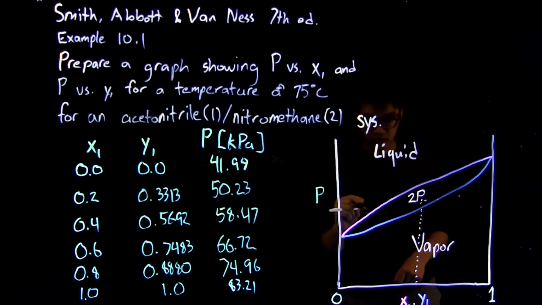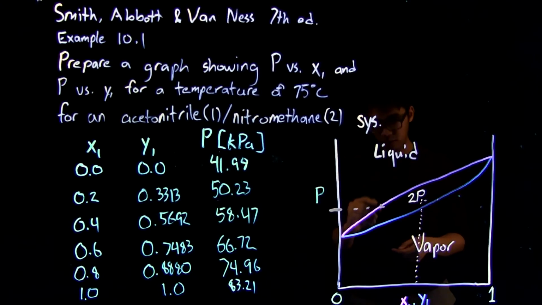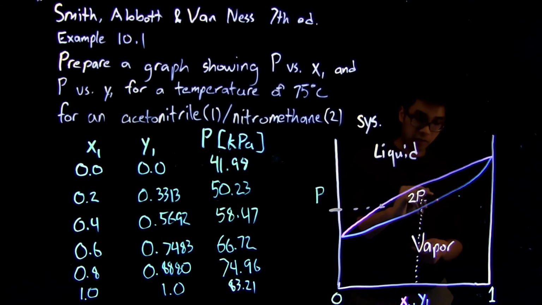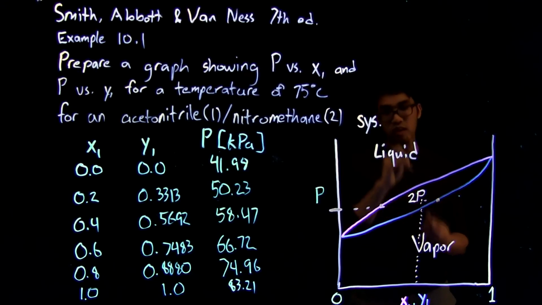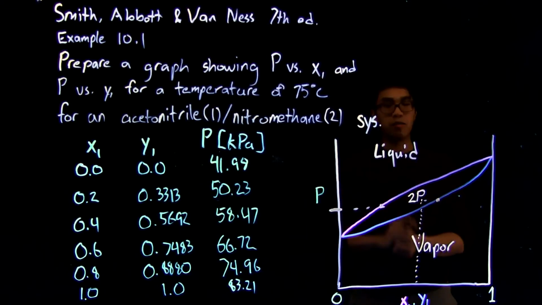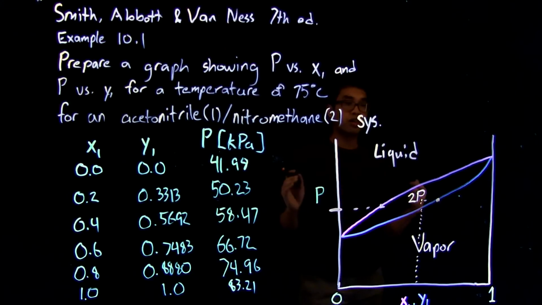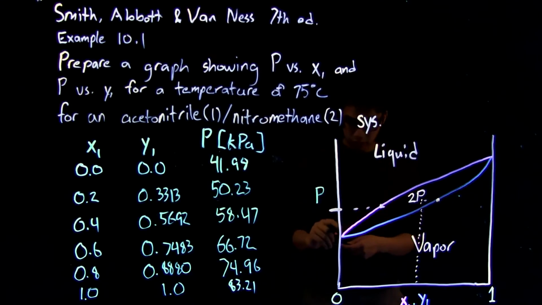This means that here your liquid composition would be this, and your vapor composition would be this. And eventually, as you increase your pressure, your whole system condenses and becomes a full subcooled liquid in this region.